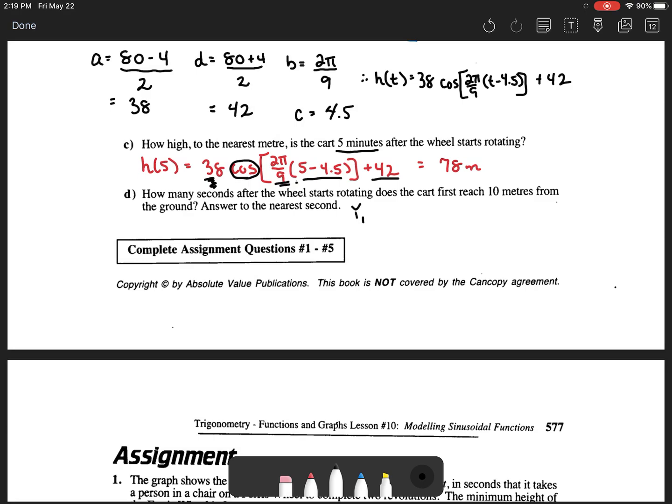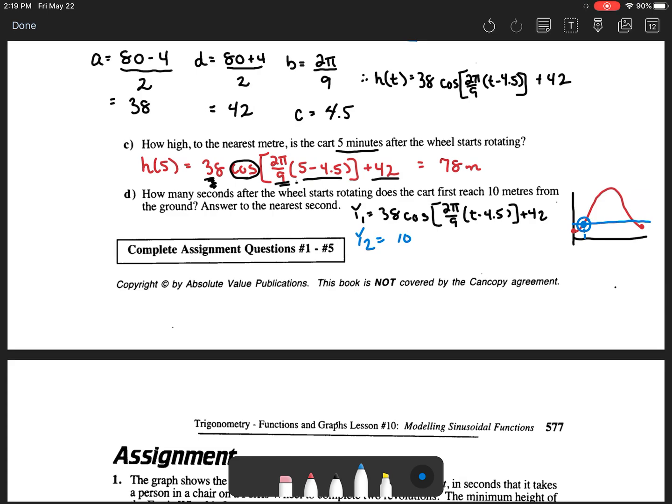So what we're going to do to solve this graphically is the following. I would graph y1 as the equation that we produced from the information. So 38 cos of 2 pi over 9 times t minus 4.5, and then plus 42. I will then graph a second function at the height. So I'm going to graph y2, which is at 10. Then I want to find where those graphs intersect. So what you're going to see is something like the following. Here is my original cosine function, and I'm going to be graphing y equals 10, like this. Notice they said when it first hits 10 meters. You can see there are 2 intersection points, but I'm after this intersection point right there. So I'm going to graph both of those and find the intersection point.